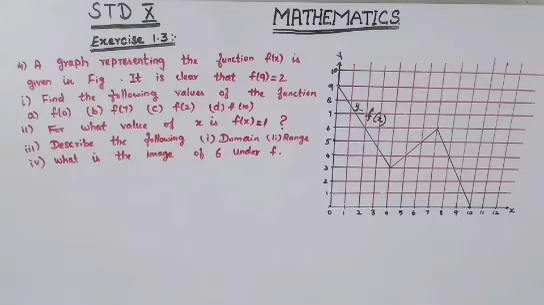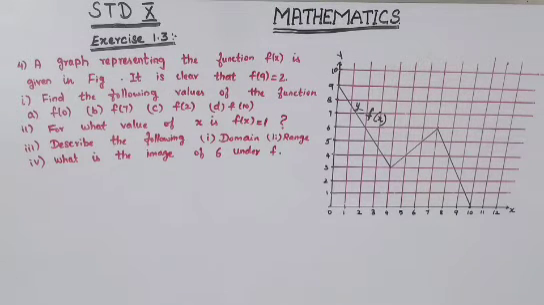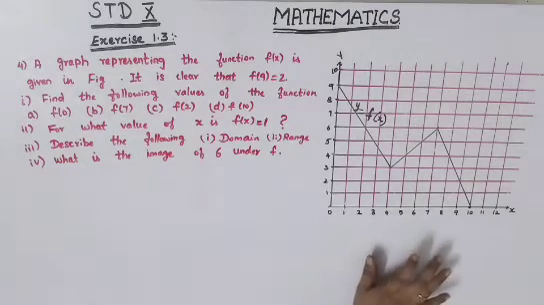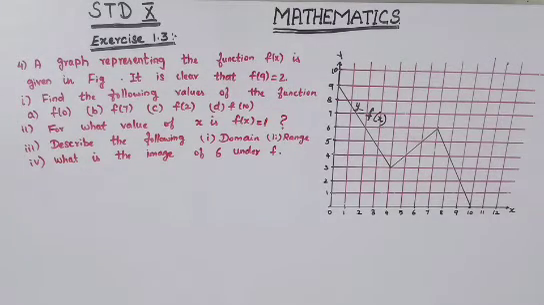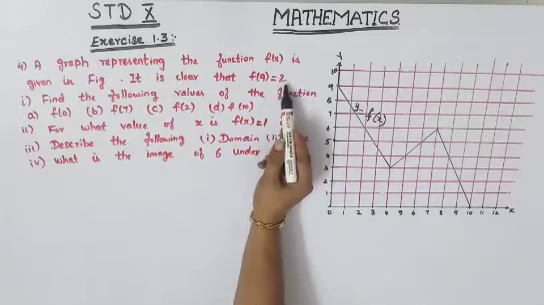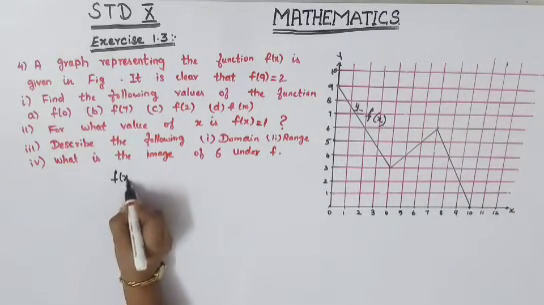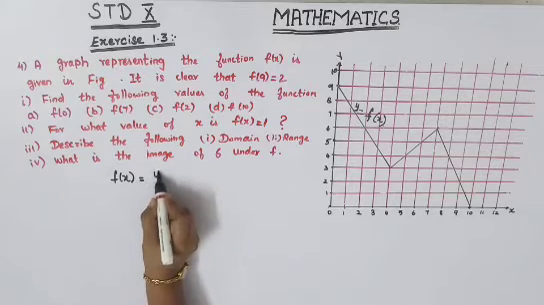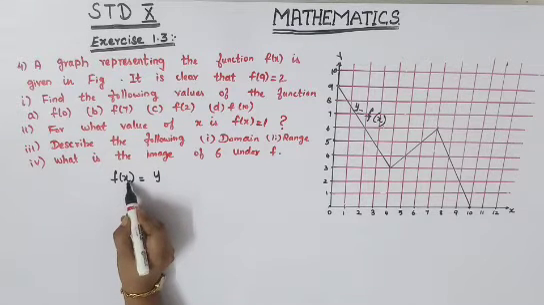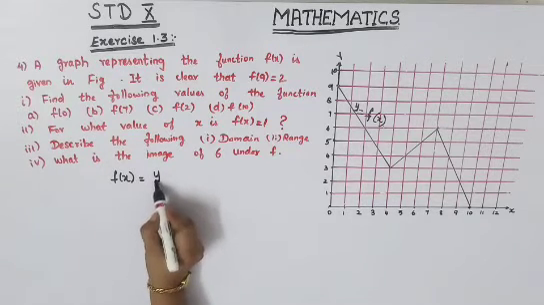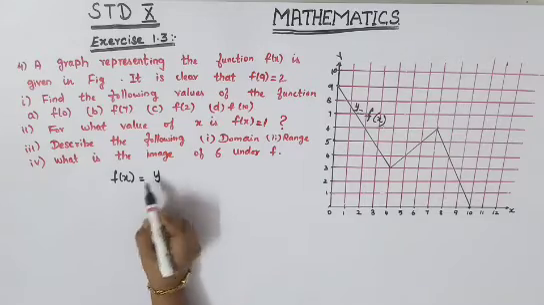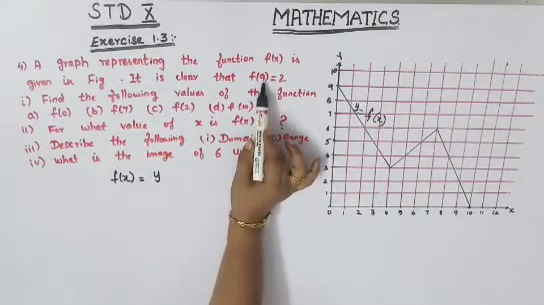Fourth question. A graph representing the function f of x is given in the figure. Your figure is here. Yeah, they have given a graph here. It is clear that f of 9 is equal to 2. So just have a general format, f of x is equal to y. Whichever is inside the bracket, that is the value of x. Here whatever it is equal to, that is y.